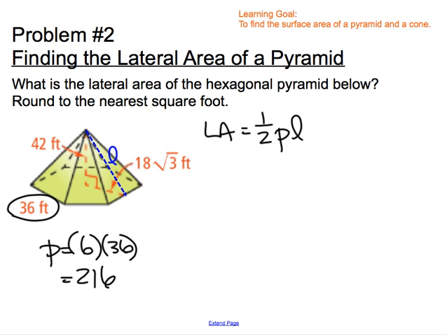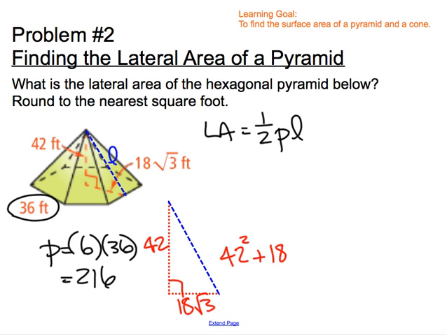another picture. So in this case, we have a height of 42. The bottom of this is 18 times the square root of 3. It is conveniently a right triangle, so we can use the Pythagorean theorem. So to find the length of the hypotenuse, we have 42 squared plus (18 square root of 3) squared has to equal the length of this blue line, and I'm going to call that L squared.